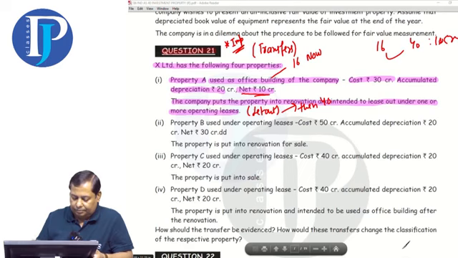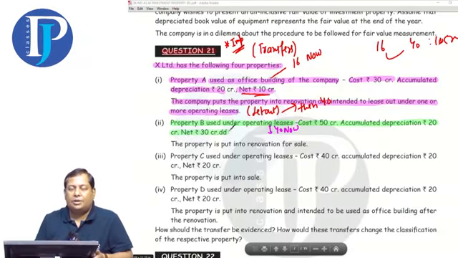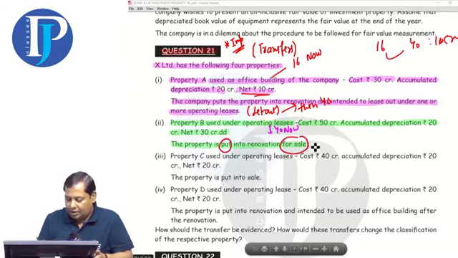Next point. Property B is with them and is being used under an operating lease. You know what an operating lease means? Let out. Ind AS 40 is applied for this. It costs 50 crores and depreciation is 20 crores. Its WDV has also come, which is 30 crore. 50 minus 20 is 30. And this property B is actually put into renovation for sale. Put for sale, Ind AS 2. So this goes from 40 to 2.